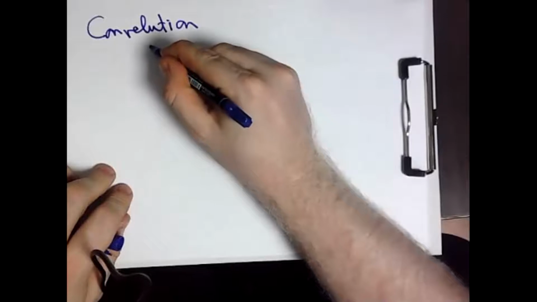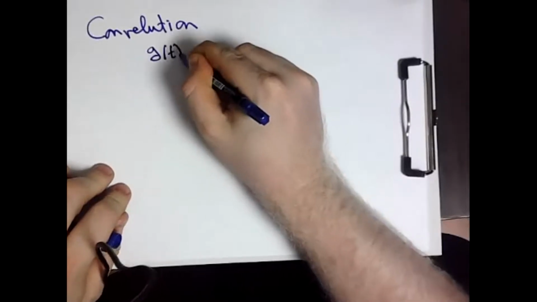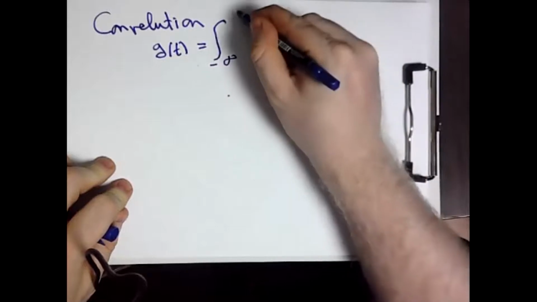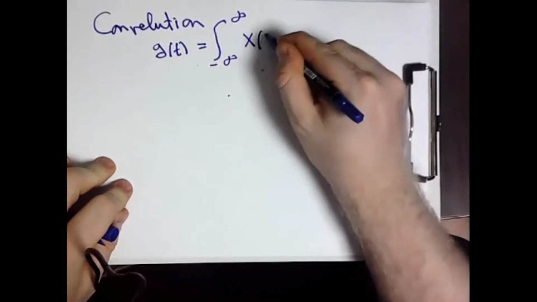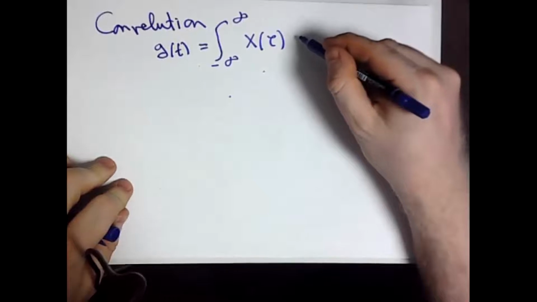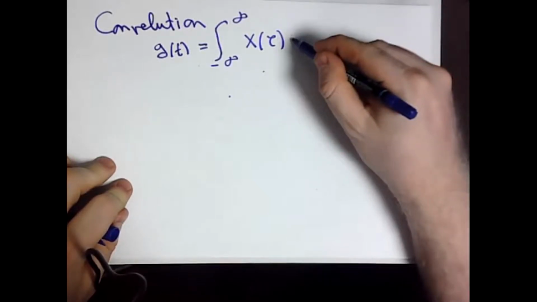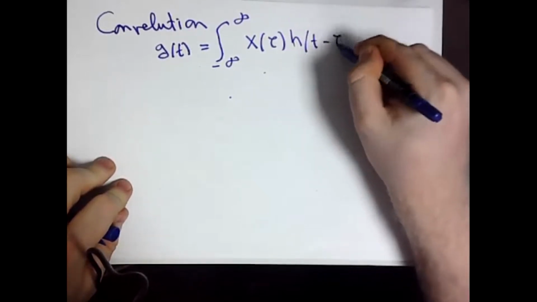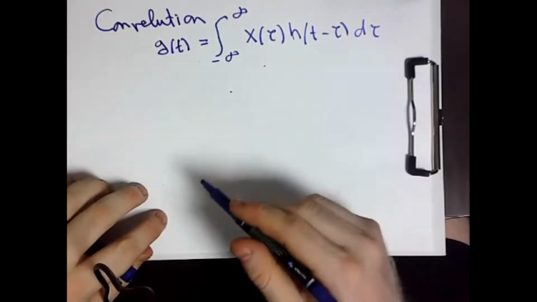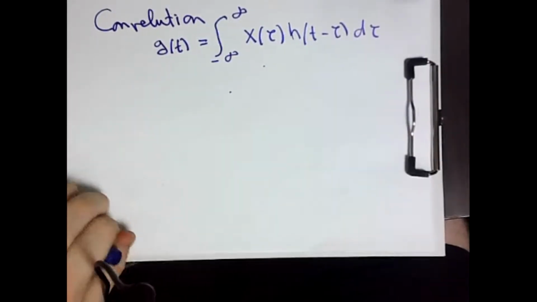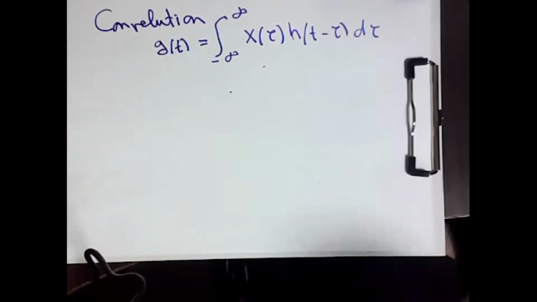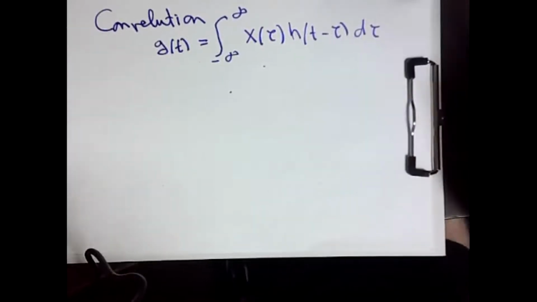So, for example, for an output g of t, the convolution is simply the integration from negative infinity to infinity of x of tau h of t minus tau d tau. Sure, if you remember. So can I write this in the frequency domain? Of course, yes, because convolution is a mathematical operation. We usually know that mathematics can be implemented everywhere.